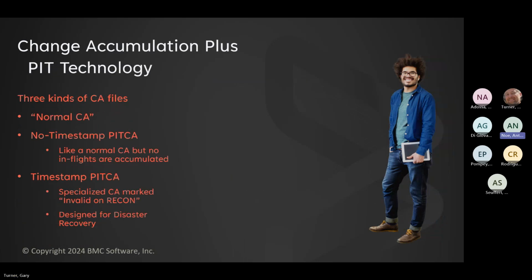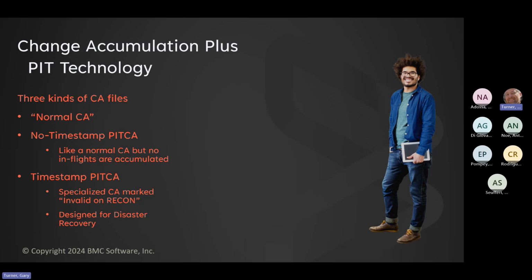You're saying that your change accumulation is going to use less CPU? Yes. Wow, okay. So as far as change accumulation, obviously you have the normal one that can be used by our utilities, the out-of-the-box IMS utility, and any other vendor as well. These next two are particular to us. There's a no-timestamp PIT CA. It's kind of like a normal one. Nothing in flight gets accumulated, so you could use this in a standard recovery utility if you wanted to.